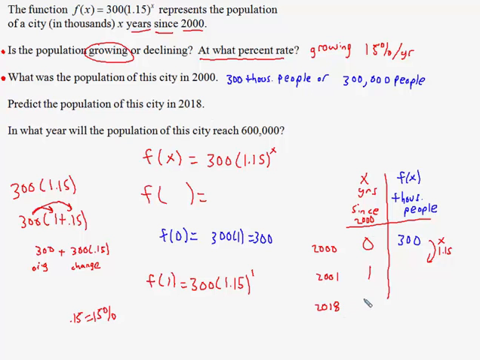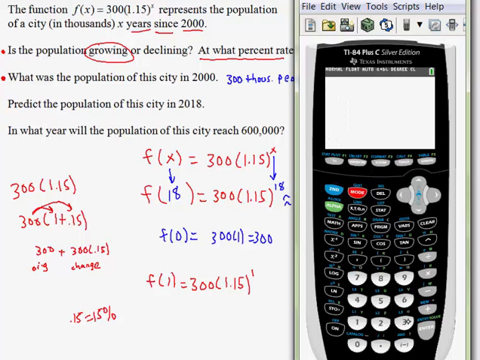So 2018 would be 18 years since 2000. So I would be plugging in 18 for x, and I'm going to need a calculator on this one. So plugging x equals 18 in here and there. And I'm just going to round to the nearest thousandths, I guess. Let me go to my home screen and type in.